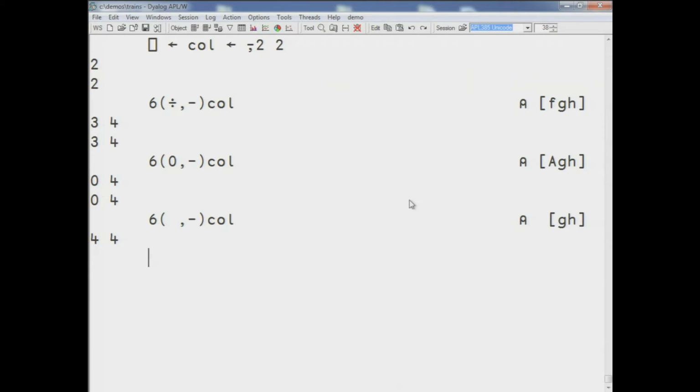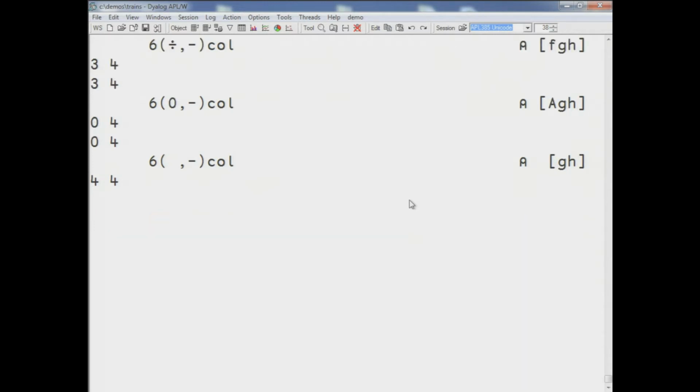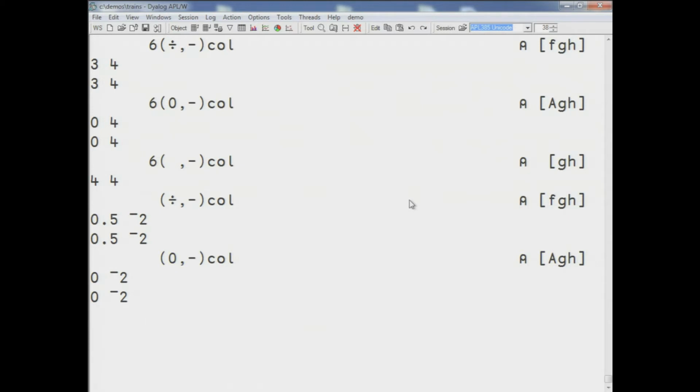And I can go through the same thing if I run this same expression monadically. This is the reciprocal of col catenated with the negate of col, where col was just 2-2. And here we have 0 catenated with the negation of col. And the final case is just the ravel of the negation of col.